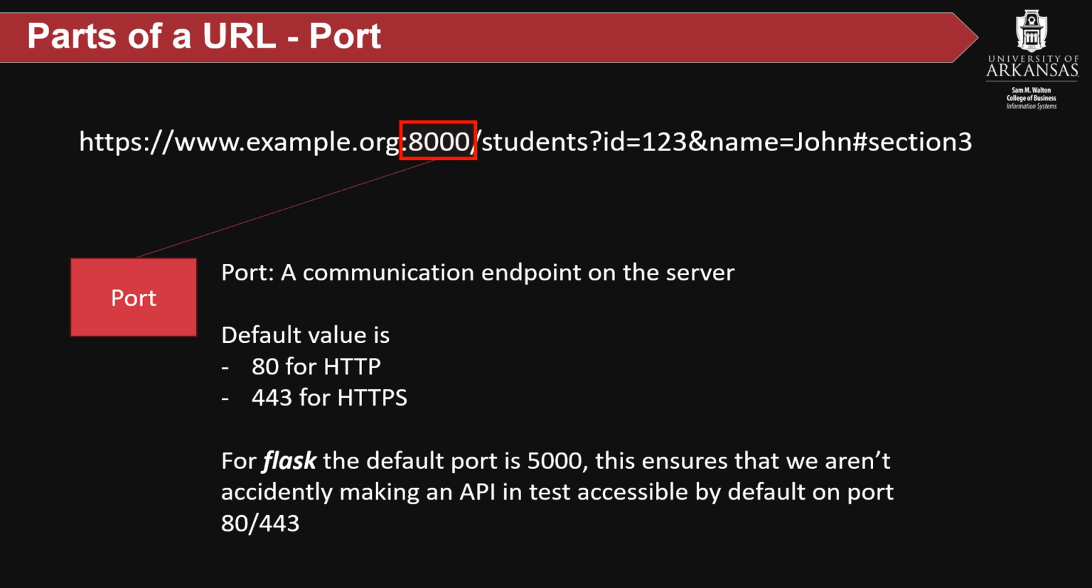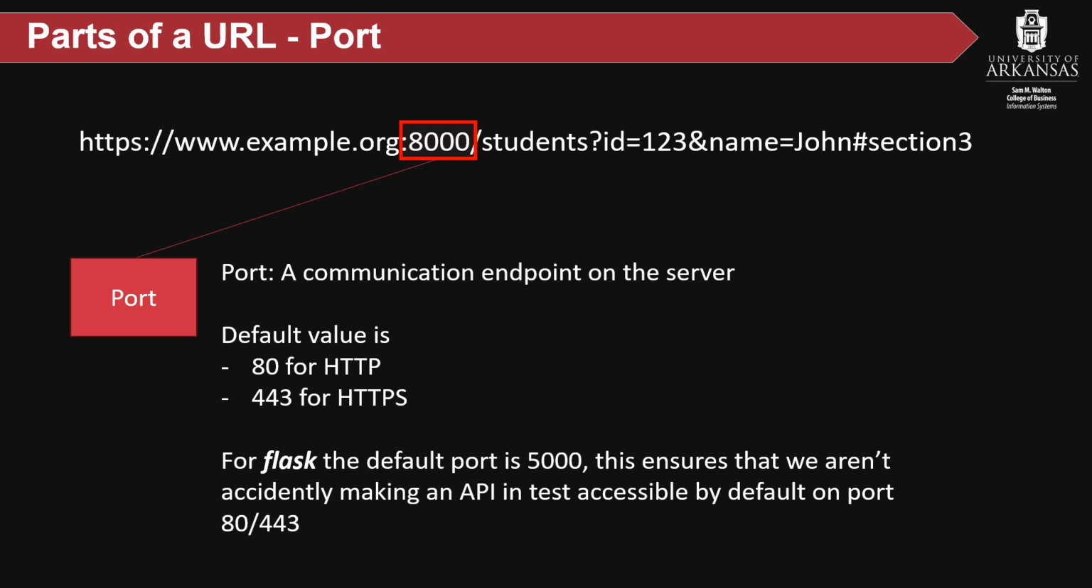Next, we get the port. The port tells the server exactly where on that domain or host name that should be answering the request. If we're expecting the default port, then it's often hidden. For instance, when you type https://google.com, you don't specify the port because it's expected to be 443.